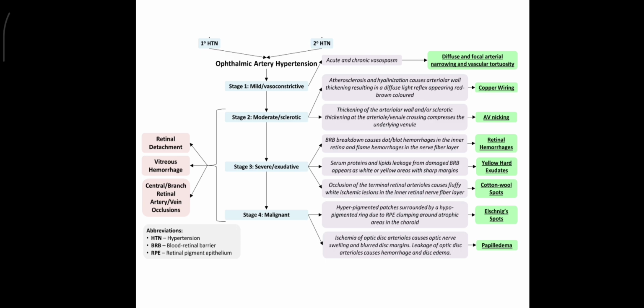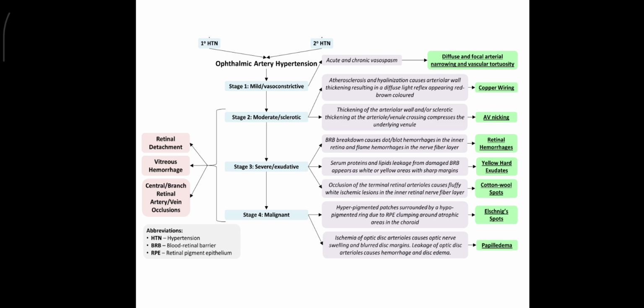So what happens is any primary hypertension or any secondary hypertension will cause ophthalmic artery hypertension. This ophthalmic artery hypertension will cause various stages. In stage 1, the mild or vasoconstrictive stage, there will be acute and chronic vasospasm, and that leads to diffuse and focal arterial narrowing and vascular toxicity.